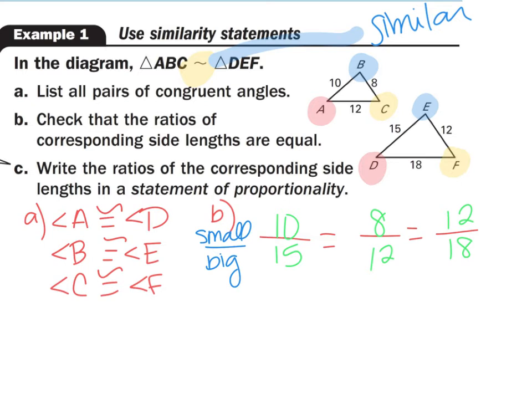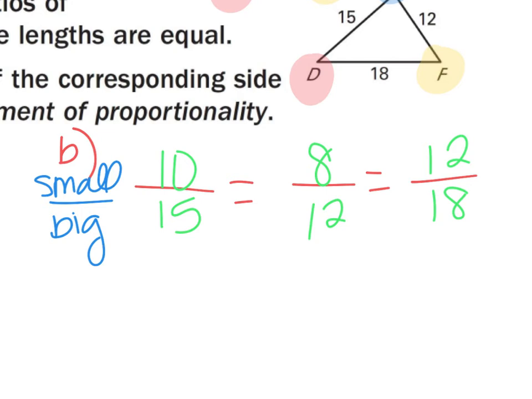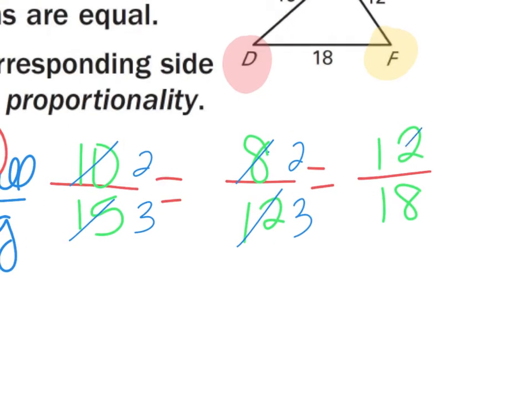Now they want you to see if these side lengths are equal. Well, these are all fractions. They could be equal, we don't know. The only way to find out is to reduce them, or simplify, whatever you want to call it. So we have to reduce. 10/15, you can divide both of those by 5, so that becomes 2/3. 8 and 12, you can divide both of those by 4, so that's 2/3. And 12/18, you can divide both of them by 6, and that's 2/3.